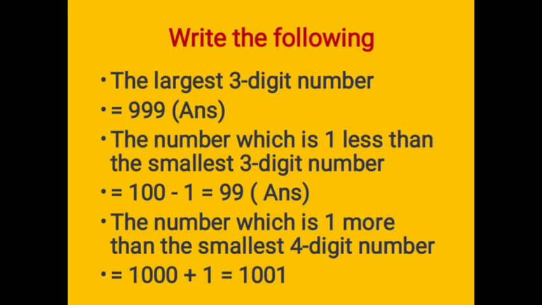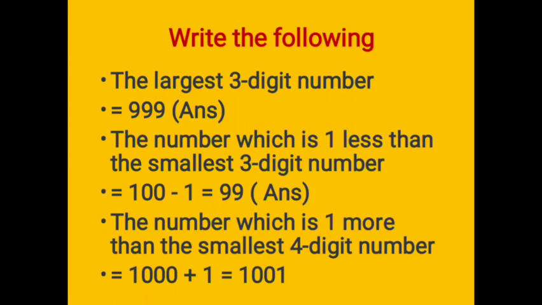Next sum, the number which is 1 less than the smallest 3-digit number. Now again you have to find out smallest 3-digit number. Smallest number always starts from 1 followed by zeros. So since it is a 3-digit number, it will be 1 followed by 2 zeros. So total it becomes a 3-digit number, 100. And 1 is less from that, so minus 1. 100 minus 1 becomes 99.